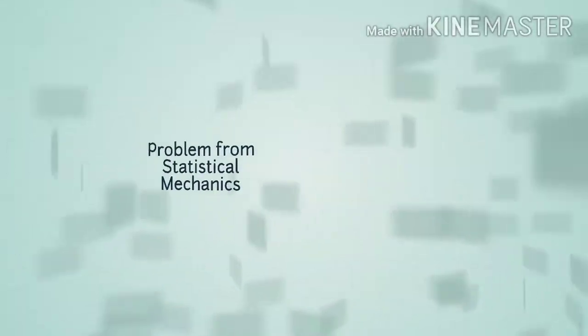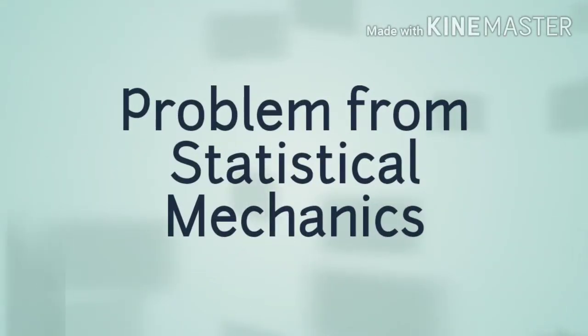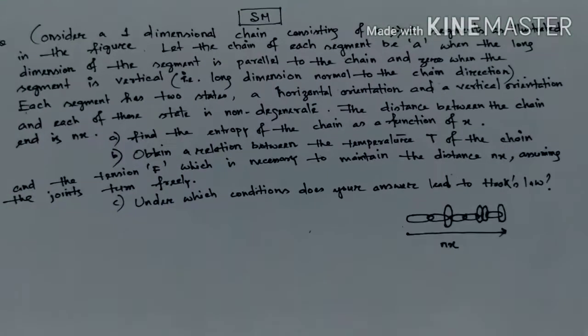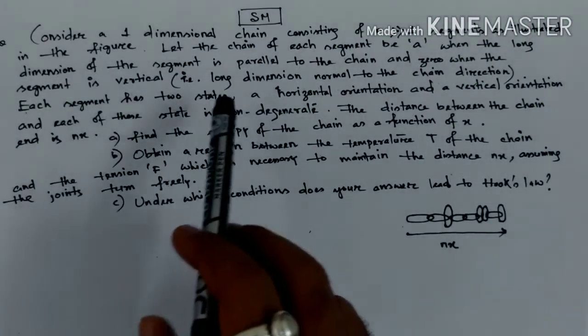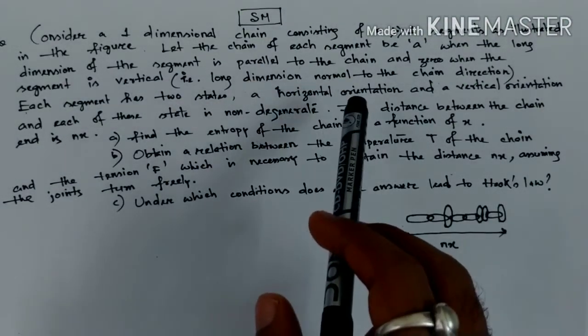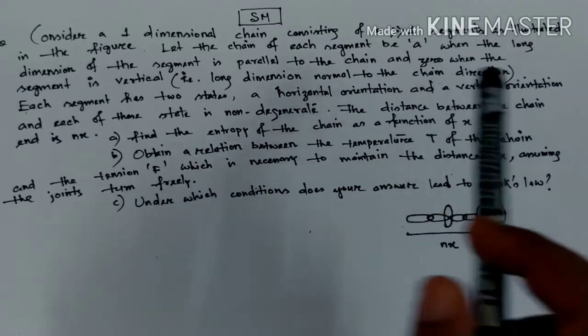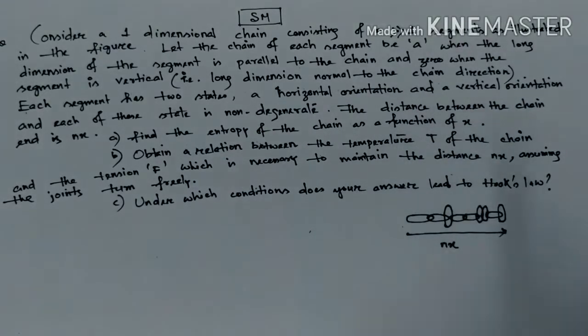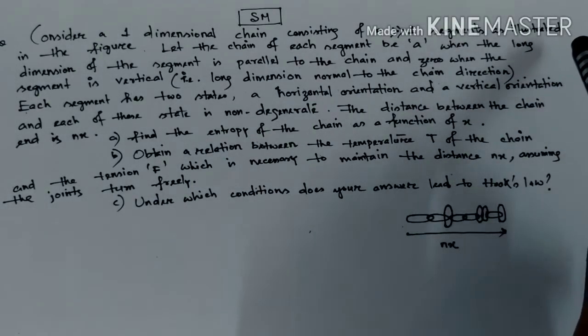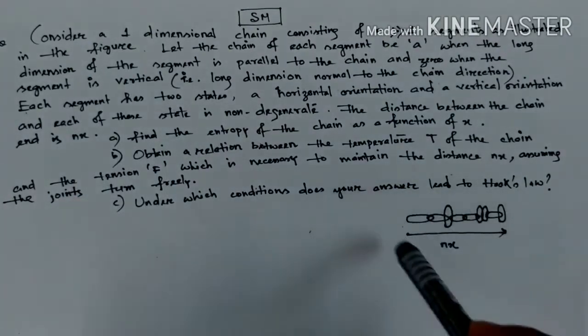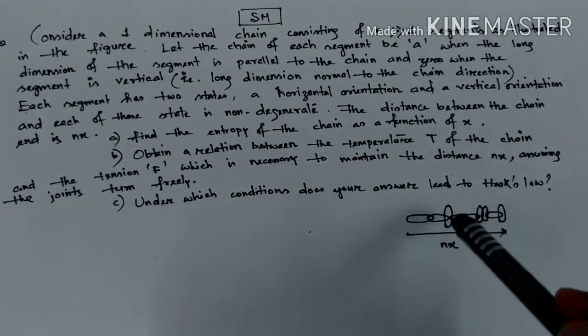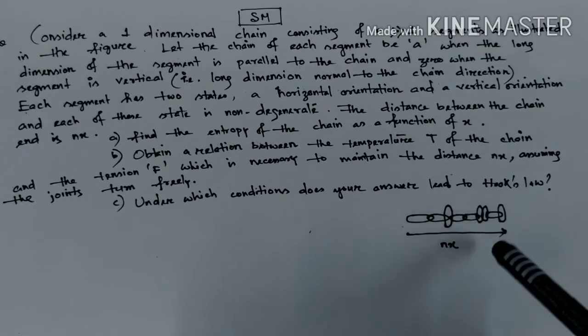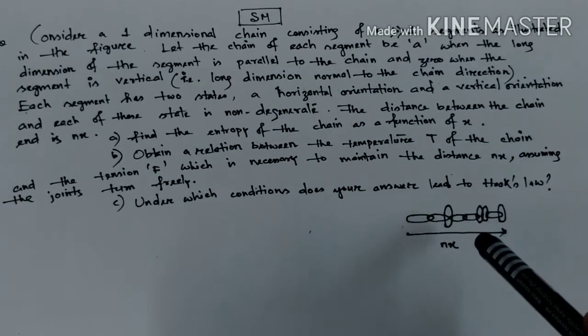Hello everyone. This is a problem from statistical mechanics. Here, consider a one-dimensional chain consisting of n segments, where n is much greater than one, as illustrated in the figure. So this is our figure where we can see one segment is vertical to the length of the chain and one is horizontal to the length of the chain.